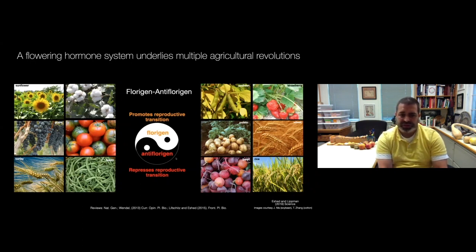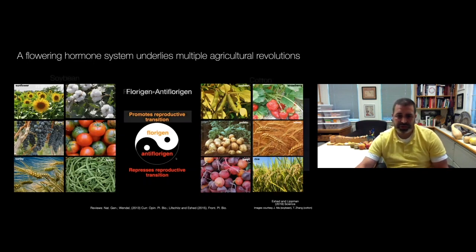And if we look at just these examples of traits here, each one of these plants, I should say, has had modifications of multiple traits as it relates to modification of the yin-yang balance between florigen and antiflorigen.